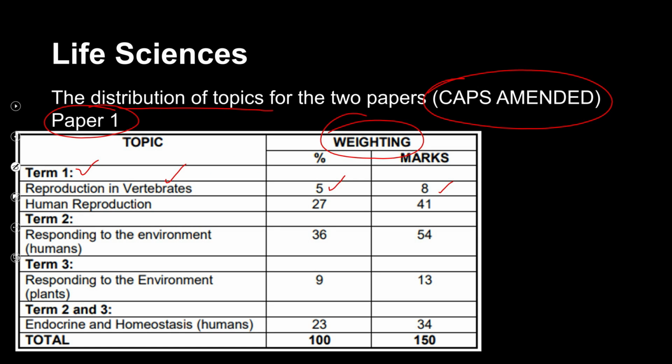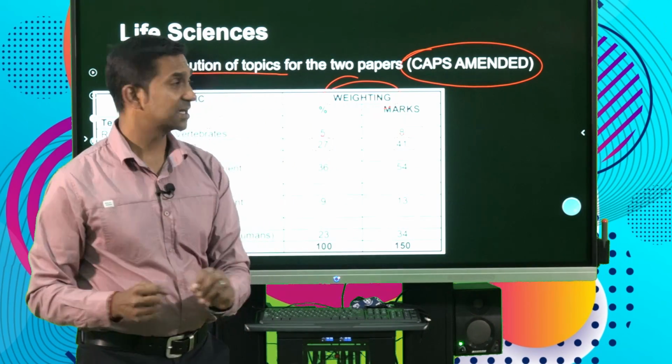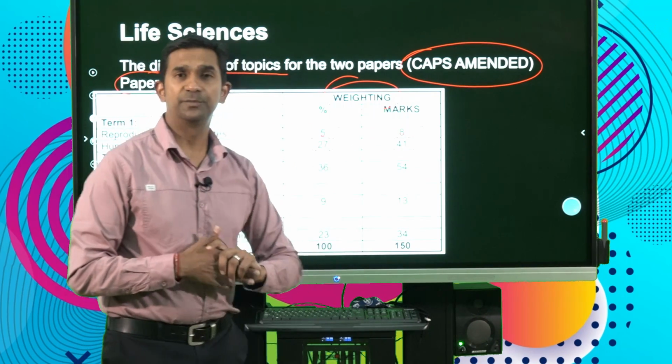The next topic in paper 1 is human reproduction. This makes up 27% of the exam. What does this translate to? 41 marks. Now we're in business. It's a significant amount of marks for paper 1.